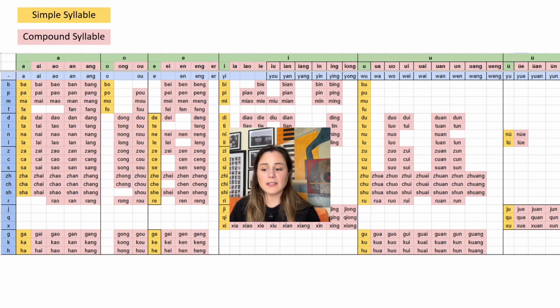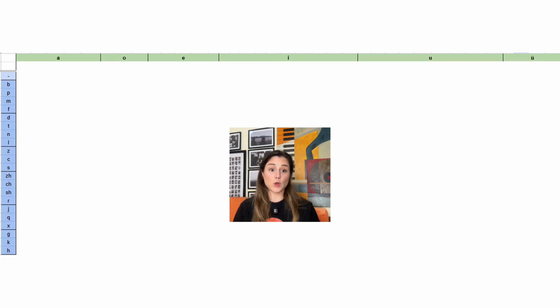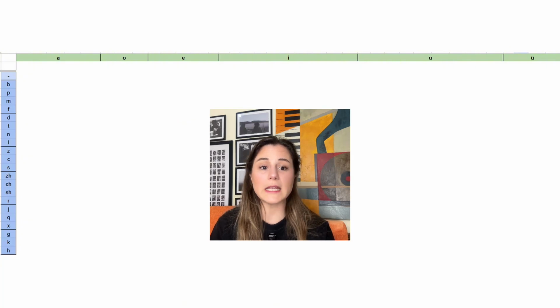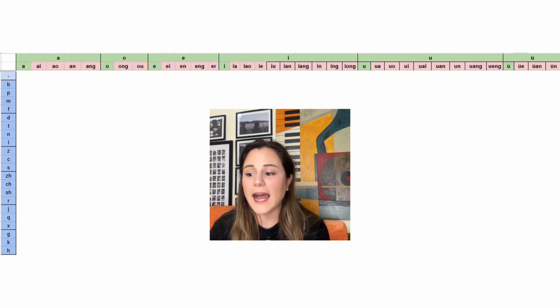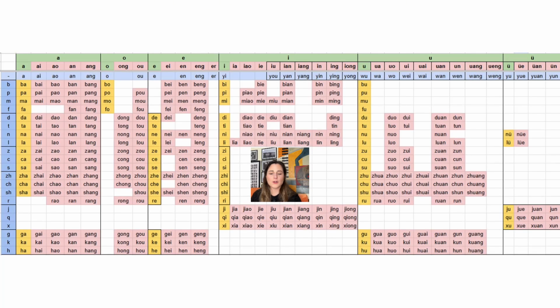Before I start explaining this large table, let me explain what we have. On the left side in the blue, there are 21 initials, which are consonants. And horizontally in the green, we have 6 finals. In pink, you can see compound finals, such as a can create ai, ao, an, etc. And now what you can see is that in yellow, we can have a simple syllable, and in pink, we can have a compound syllable.